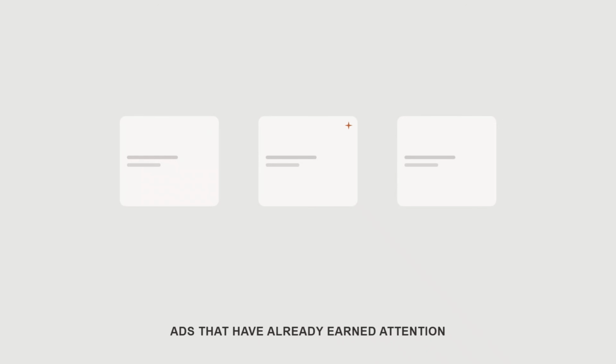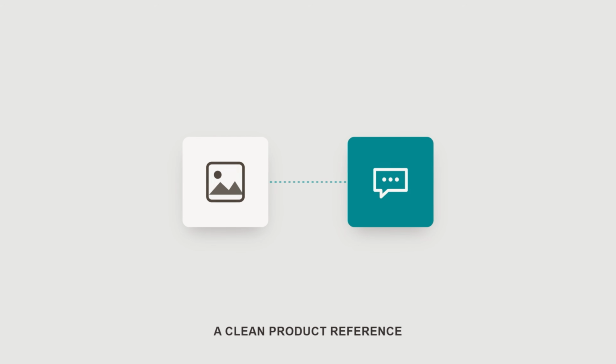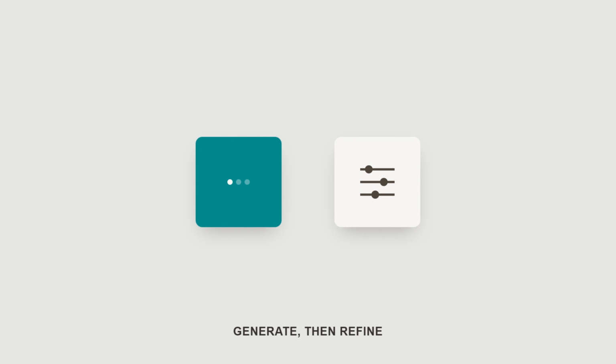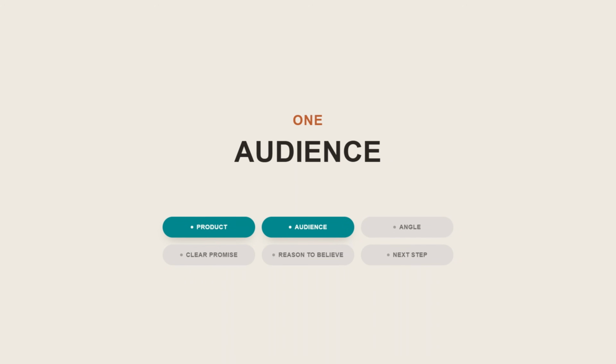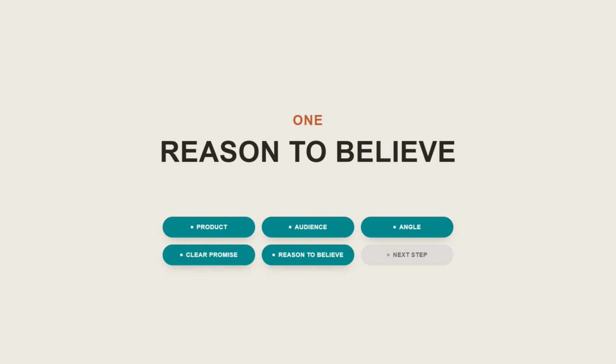So that's the entire process. You want to find ads that have already earned attention, then reverse engineer the concept instead of copying the design, turn the strategy into a detailed prompt, upload a clean product reference, generate and refine inside of ChatGPT, and then test reasons to buy. Static image ads don't need to be complicated. You just need one product, one audience, one angle, one clear promise, one reason to believe, and one next step.